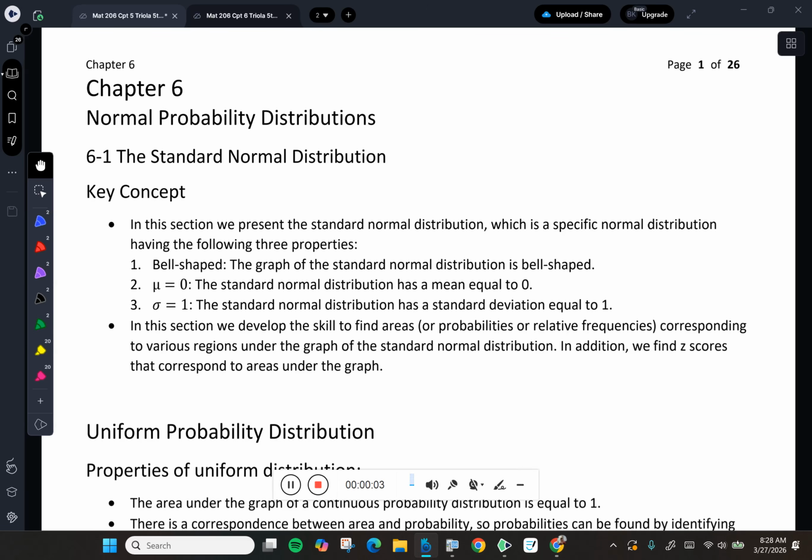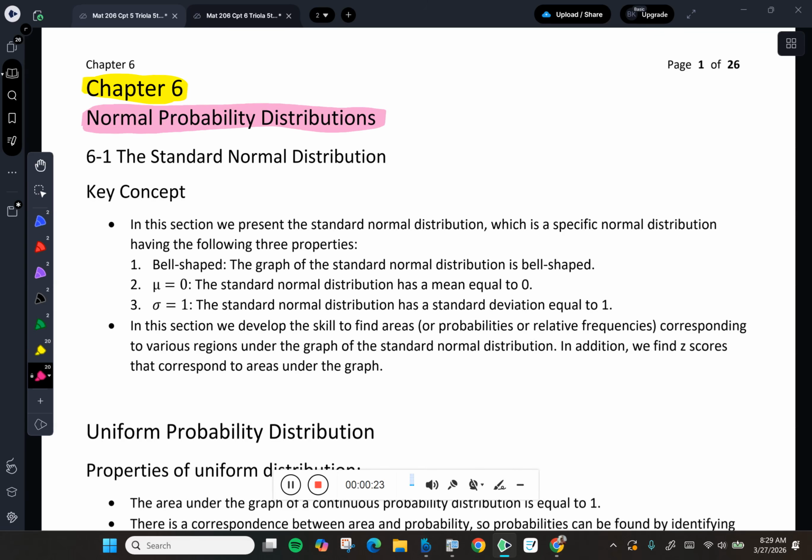Hey, welcome back to chapter 6. So we're going to take a look at chapter 6 today. And in chapter 6, we're going to be discussing something called the normal probability distributions or normal curve distributions, probability distributions using the normal curve.